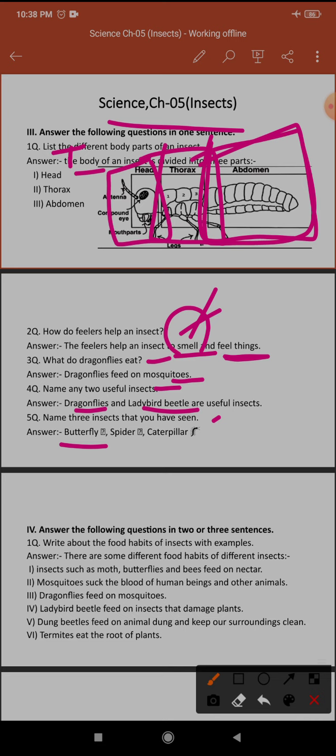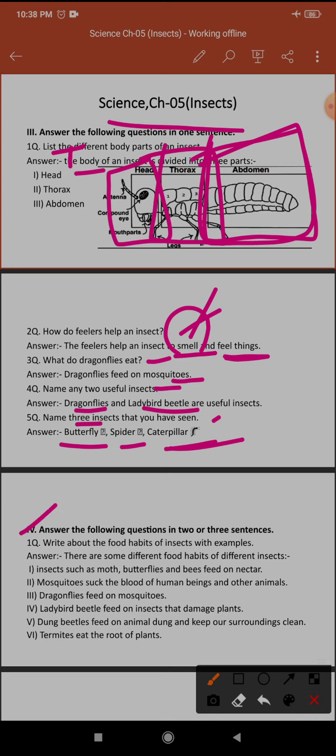I have seen so many colorful butterflies and I love to see them. Okay, the next is a spider, and the third is caterpillar. Okay, I have just forgotten one. No, not in this. Okay, yes, caterpillar. The 3 insects: butterfly, spider and caterpillar.